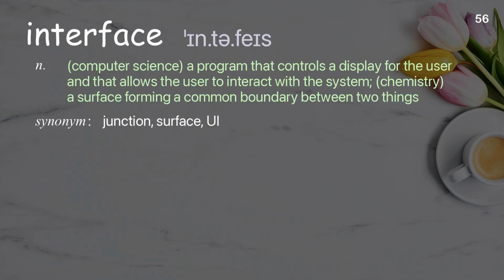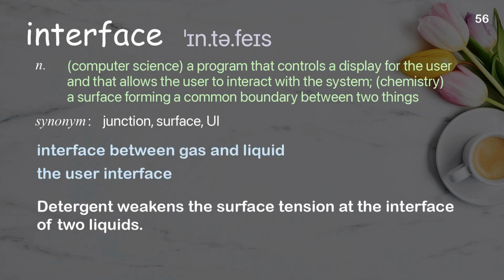Interface. Computer science: a program that controls a display for the user and that allows the user to interact with the system. Chemistry: a surface forming a common boundary between two things. Examples: Interface between gas and liquid. The user interface. Detergent weakens the surface tension at the interface of two liquids.